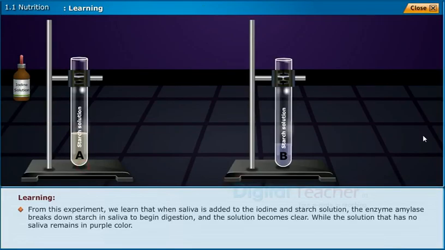From this experiment, we learn that when saliva is added to the iodine and starch solution, the enzyme amylase breaks down starch in saliva to begin digestion and the solution becomes clear, while the solution that has no saliva remains in purple color.